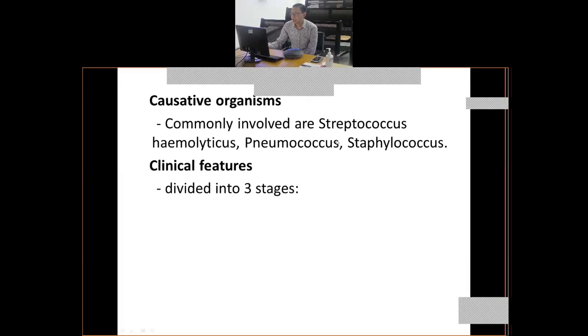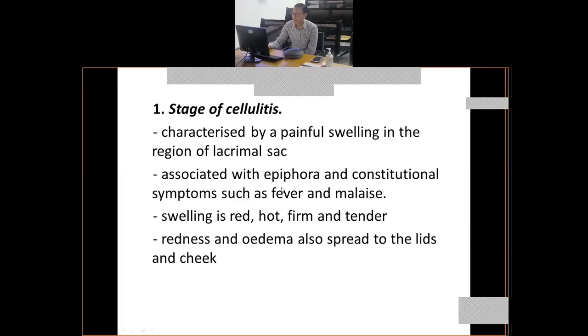Causative organisms are Streptococcus, Pneumococcus, Staphylococcus. Clinical features are divided into 3 stages. First is the stage of the cellulitis. It is characterized by painful swelling on the lacrimal sac region. It is associated with epiphora and constitutional symptoms like fever, malaise.